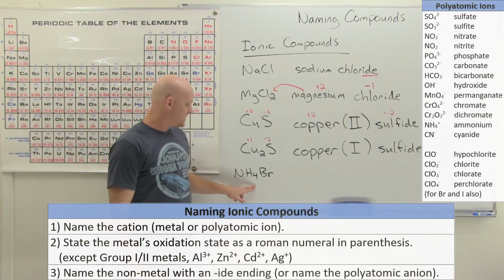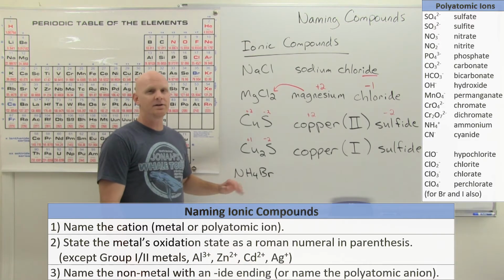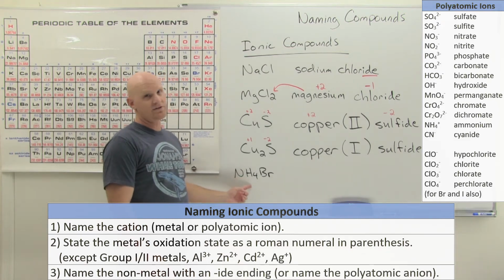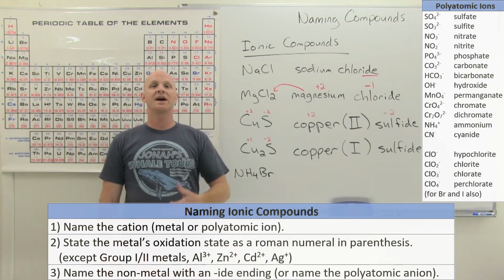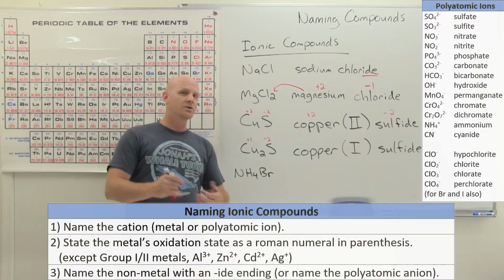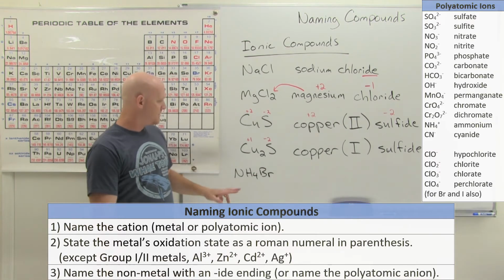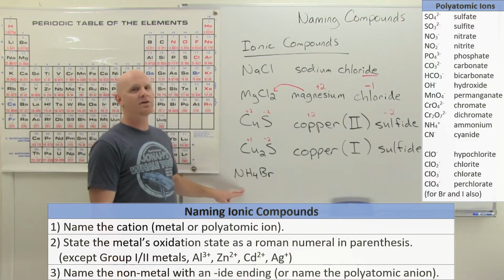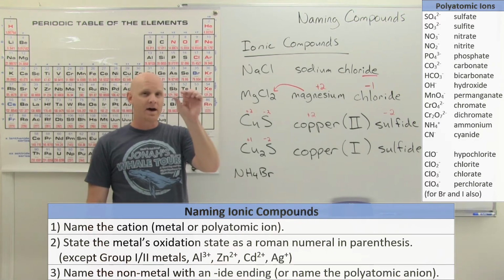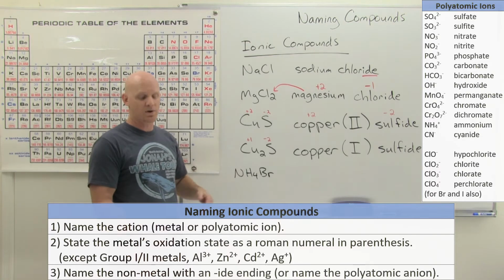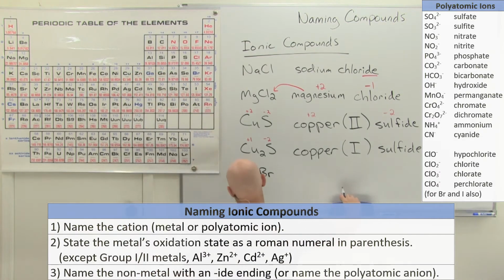So when you've got a polyatomic ion, instead of naming the metal, you just name the polyatomic cation. If you have a polyatomic anion, then instead of naming the nonmetal, you just name the polyatomic anion for rule number 3 instead. But in this case, it's the cation that's polyatomic. And so instead of naming the metal as the cation, you're just going to name the polyatomic ion, and NH4 stands for ammonium.